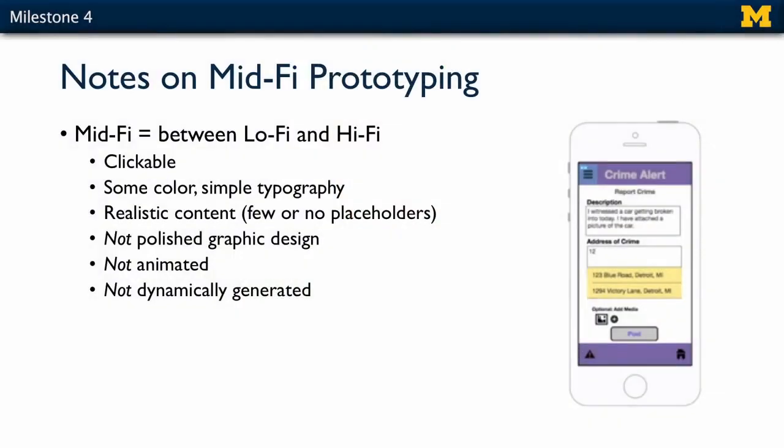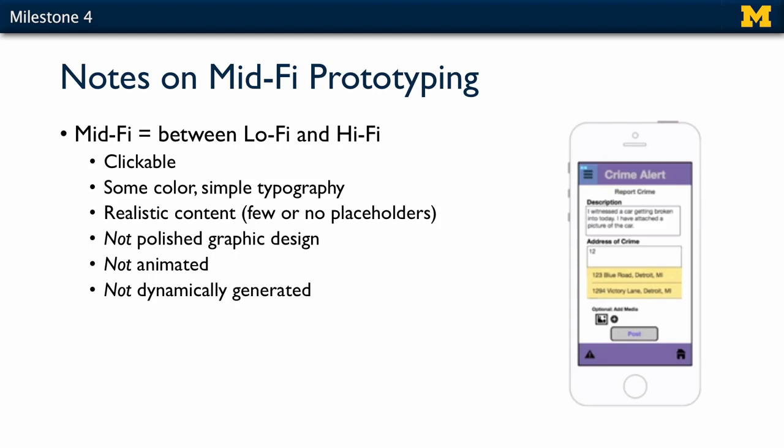A mid-fi prototype typically has the following characteristics. It's clickable, which means it's interactive, it runs on a computer or on a device, and a user can click through it and actually change from one screen to another. Typically, mid-fi prototypes have some color and some simple typography. They might have bold and unbolded text to highlight different parts of the screen, but they're not going to be fully developed in terms of graphic design at this point.